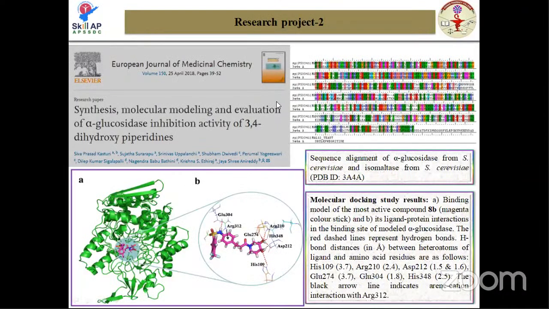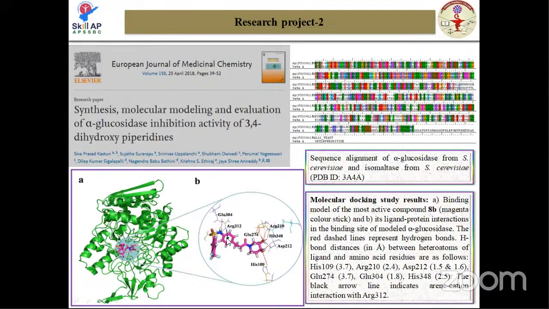And coming to the second project, that is synthesis, molecular modeling, as well as evaluation of alpha glucosidase inhibition activity of 3,4-dihydroxy bipredicate. Yesterday we saw how to create a homology model. Here you can see the template, a sequence alignment of alpha glucosidase as well as isomaltase. After this, we developed a new homology model, and we utilized this model for the screening of a number of synthesized compounds.